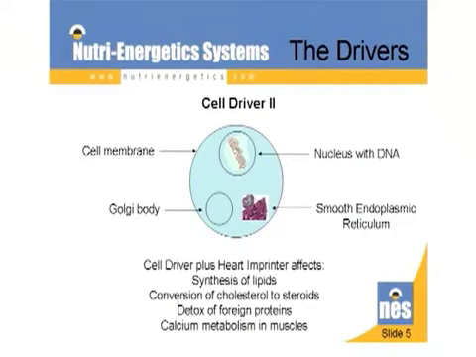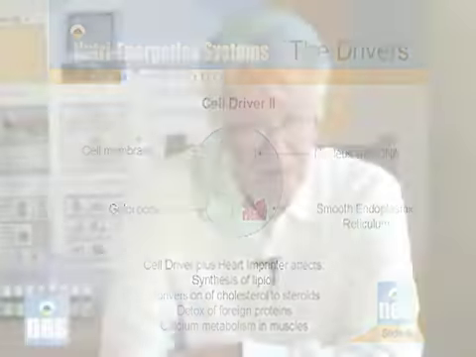Syndrome 3 is really important, and this one I'm going to talk about quite a lot. Cell driver with heart imprinter. Now, heart imprinter is a new infoceutical, it's a new test, and we'll be talking about that next. But just at the moment, we've found that using cell driver with heart imprinter, we're actually activating the centrosome, the Golgi body, and the smooth endoplasmic reticulum. These are two of the major organelles of the body.